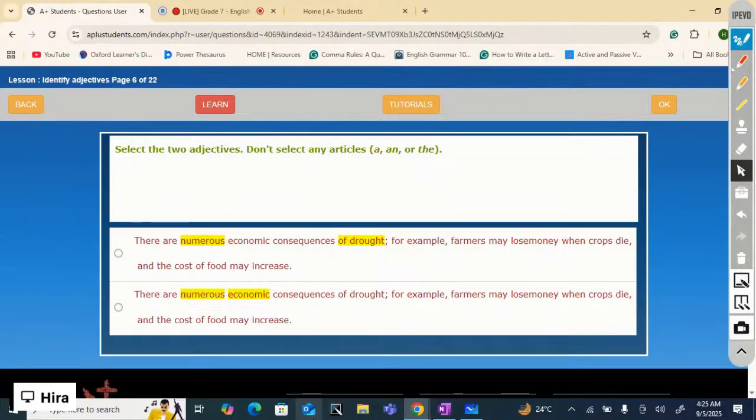Well, in the first option, one adjective, numerous, is highlighted, and drought is not an adjective. Drought is a noun. In the second one, numerous economic consequences. Numerous is an adjective, economic is an adjective because they both describe the noun consequences. So these two are correct adjectives.